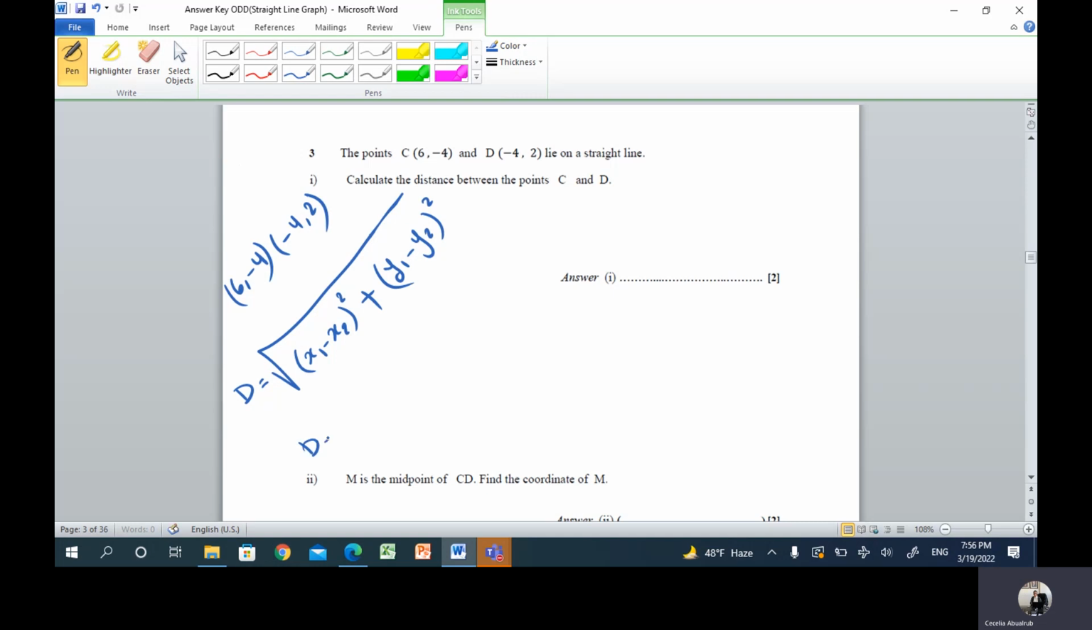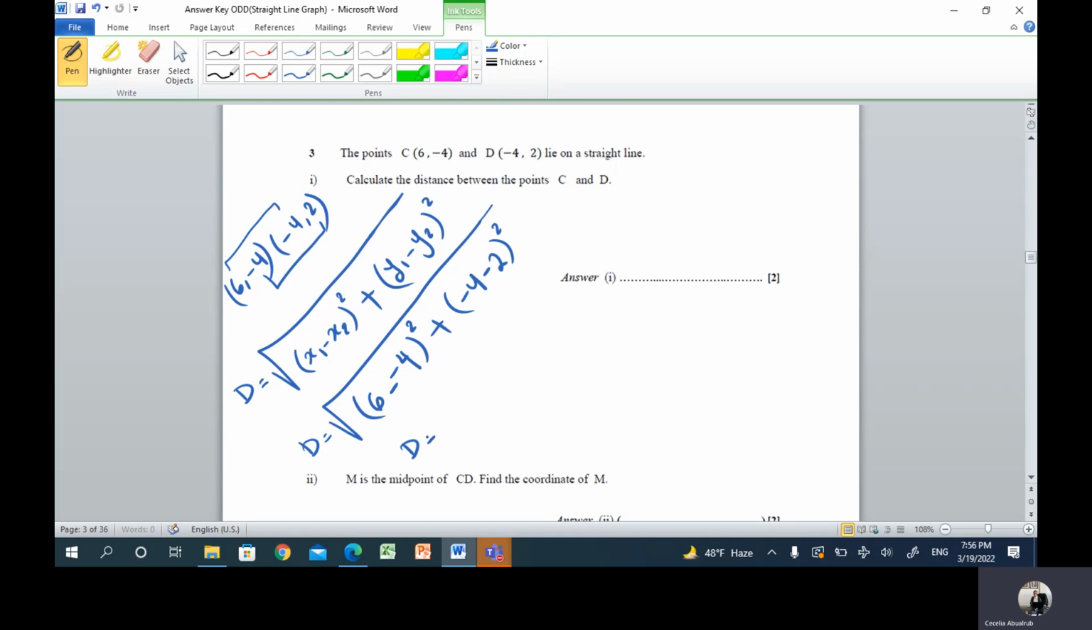So D or L equals square root, bracket squared plus bracket squared. So the x is 6 and negative 4, so we will say here 6 minus 4. And the y's are negative 4 and 2, so negative 4 minus 2.